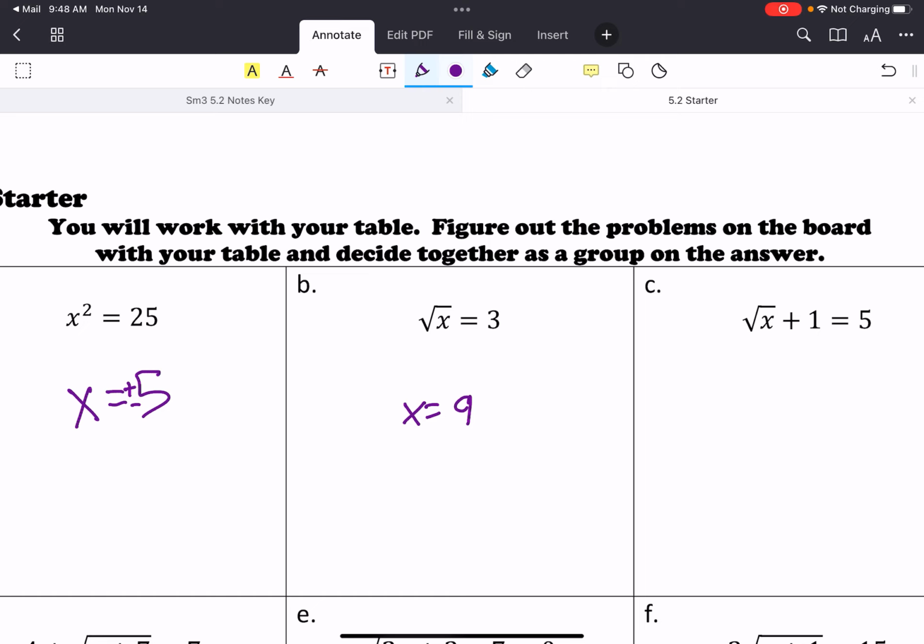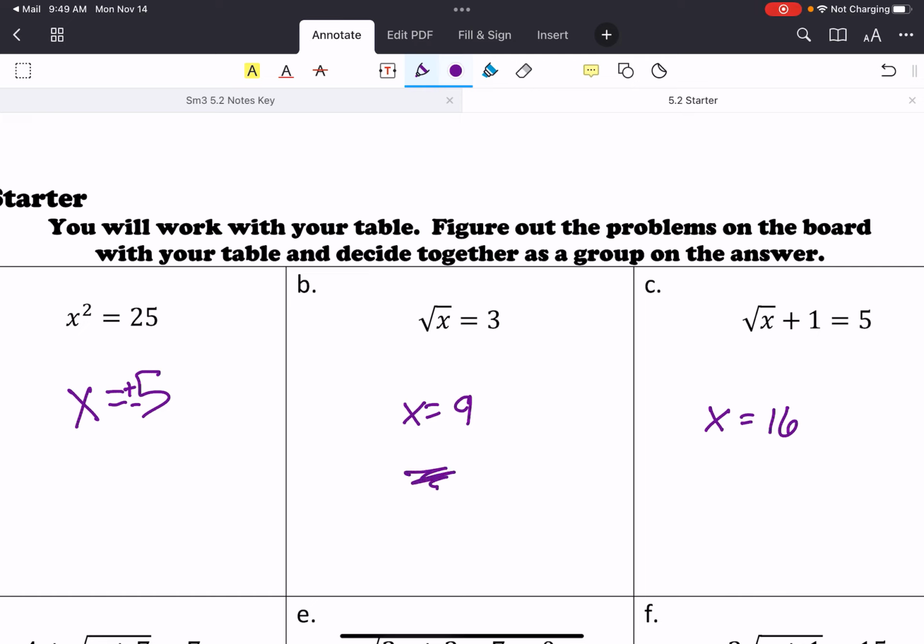And the next one, X equals 16. Okay, yeah, I was going to do that. 16. Allie and Naomi, if you had a minus 9 and plugged it back into the equation, the square root of a negative number doesn't exist. It would be imaginary. So this one has to be positive.